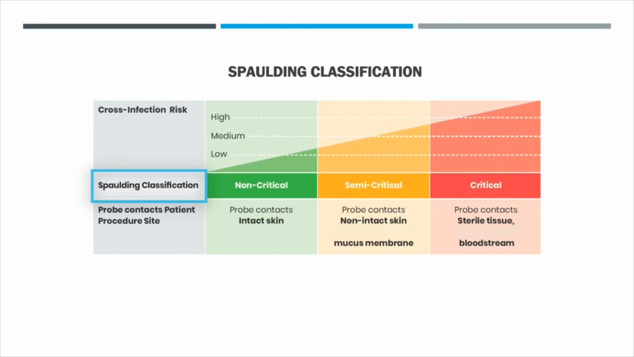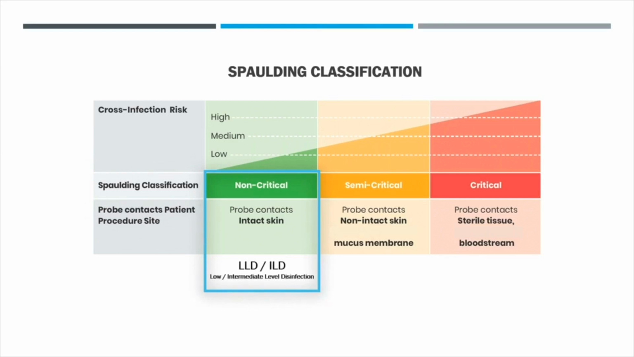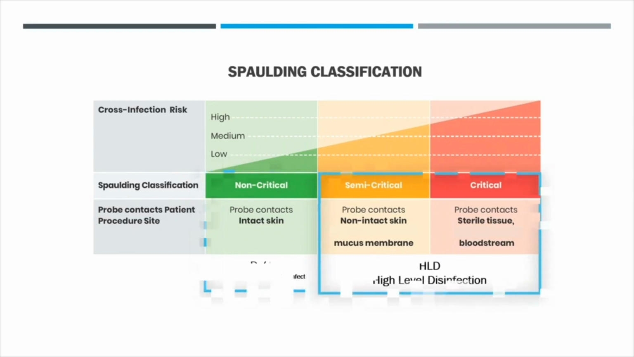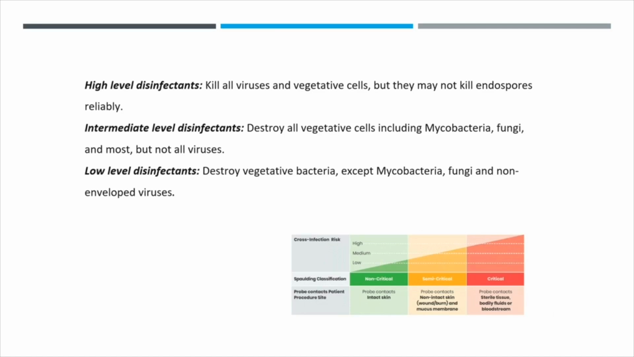And so we assign basically a level of risk, and based on that, we can then assign what level of disinfection. So for non-critical studies, intermediate or low-level disinfection is appropriate, and for either semi-critical or critical, high-level disinfection is required for the probes. The disinfectants used, first of all, a disinfectant that is used on a medical device needs to be of an instrument grade, and these are regulated by the TGA, or Therapeutic Goods Administration.